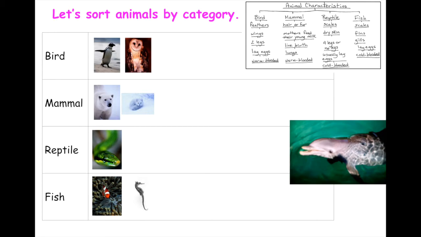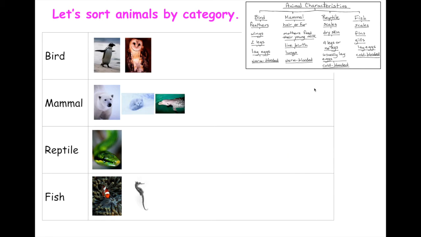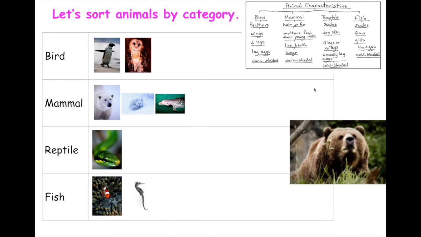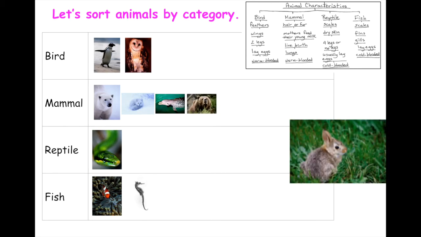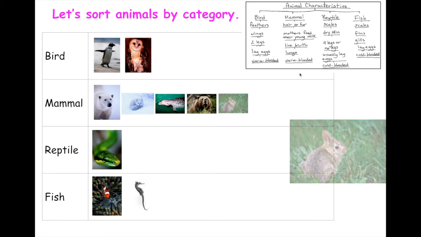Then we have a dolphin. And even though a dolphin lives underwater, it comes to the surface to breathe because it has lungs, just like you and me. So it is a mammal. Then we have another bear. This bear is going to go with our polar bear friend. It's a mammal as well. We have a bunny. A bunny is warm-blooded. It has fur. It's a mammal as well.